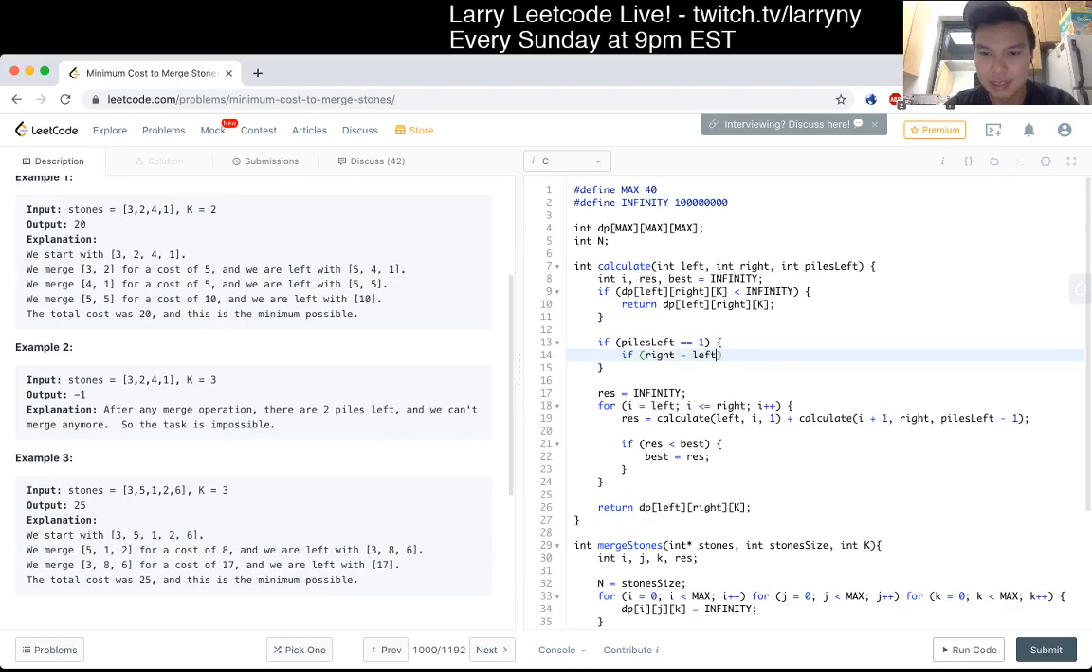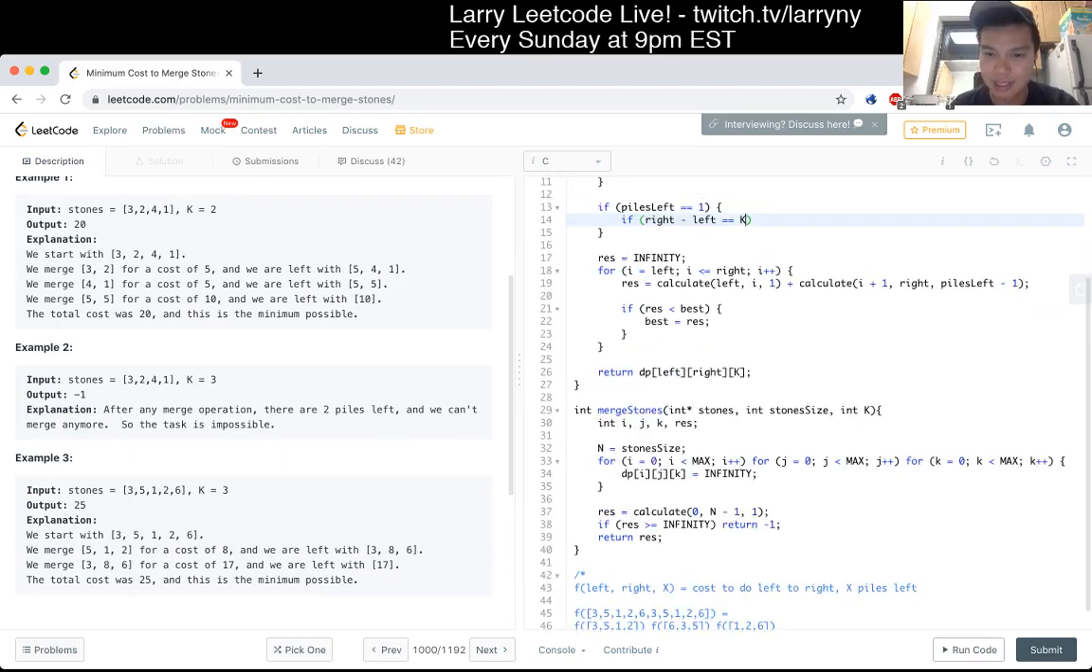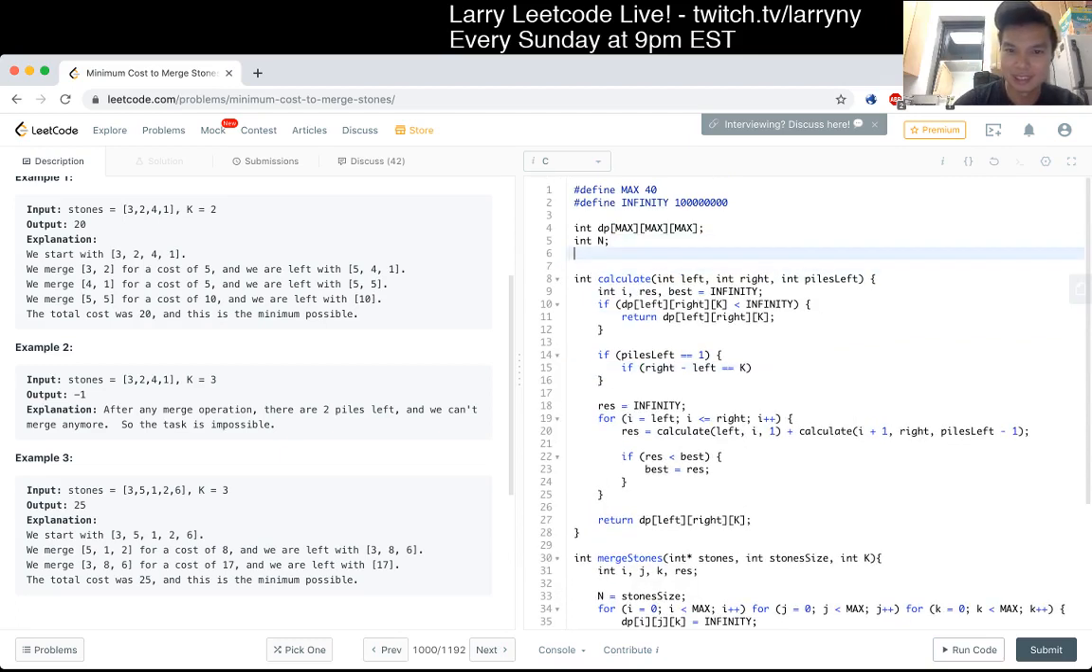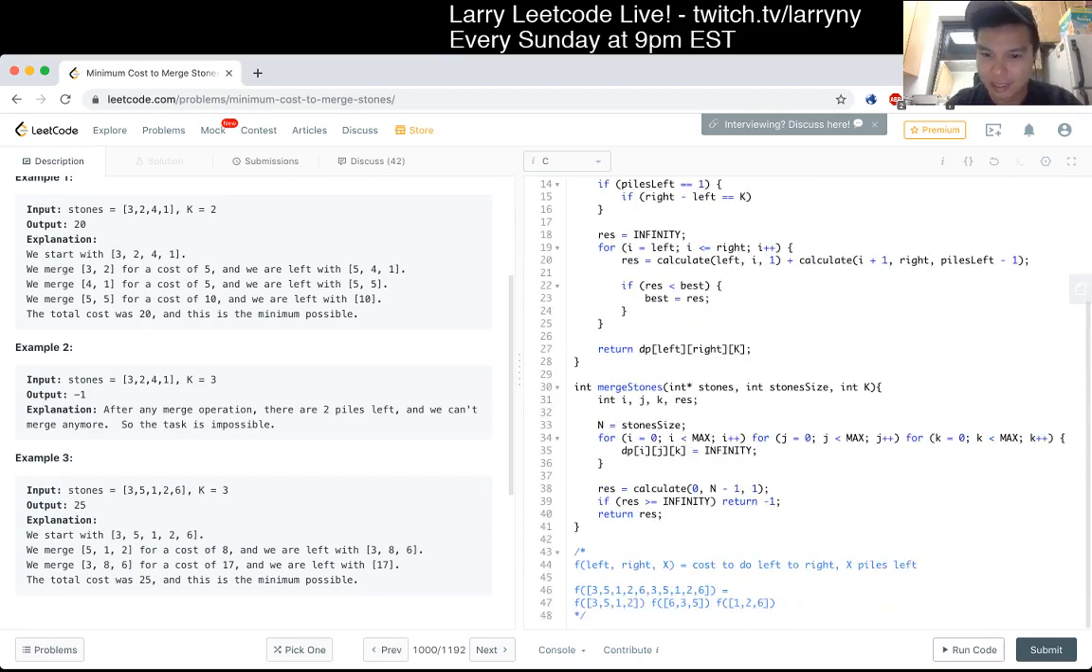Minus left is equal to k. Yeah, the k threw me off quite a bit, to be honest. But let's need to think about this a little bit. Yeah, I'm a little hacky.